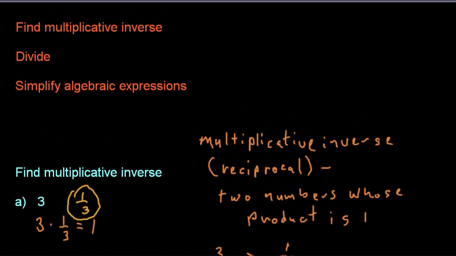Okay, we did find multiplicative inverses, and we did do division, including ones that had fractions, and we did simplify one algebraic expression. That does it for this time, and we'll see you next time.